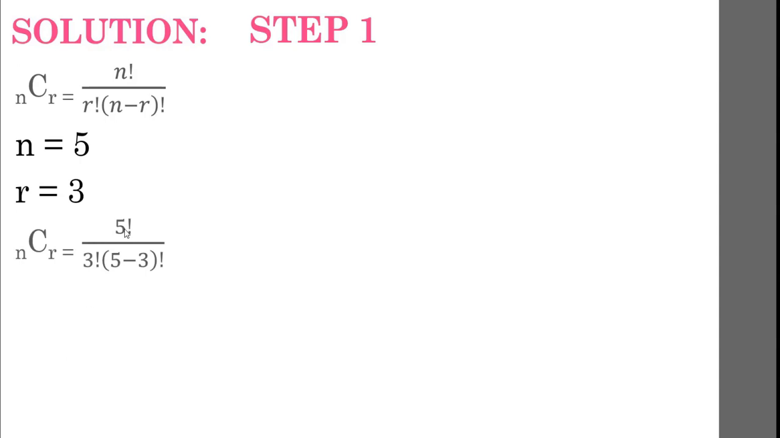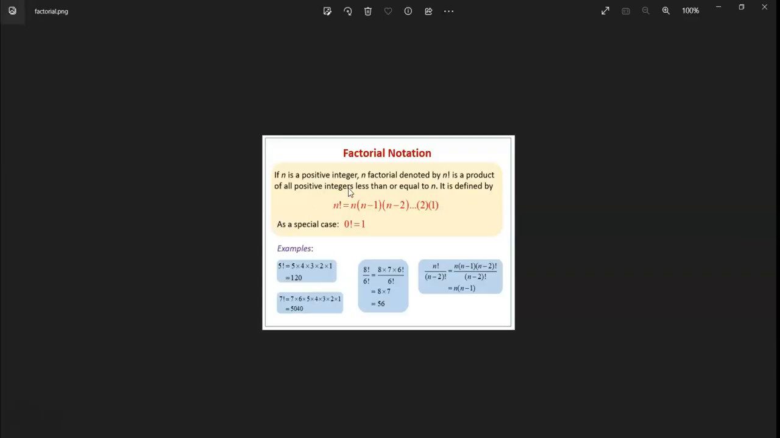So we substitute. N factorial is 5 factorial over 3 factorial times 5 minus 3 factorial. We simplify, subtract 5 minus 3. Our number of samples is equal to 5 factorial over 3 factorial times 2 factorial. If you are not familiar with the factorial notation, here is a brief description of a factorial notation.